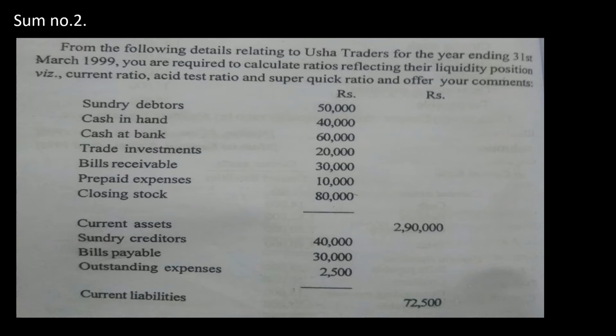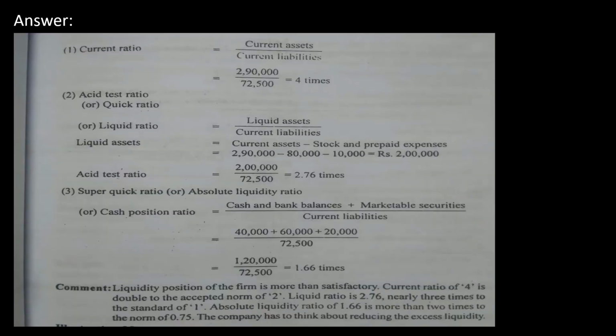We'll do the current ratio first in the next slide. See, my current ratio will be 290 by 72.5, which is 4 times. The liquid ratio is nothing but the acid test ratio, for which I should find my liquid asset. Liquid asset is equal to current asset minus stock minus prepaid expenses. I know current asset is 2,90,000, my stock is 80,000 and my prepaid expense given here is 10,000. When I subtract prepaid expense and stock from the current asset, I get my liquid asset, which is 2 lakh. Then the acid test ratio will be liquid asset by current liability, because there is no bank overdraft here. Therefore, I use current liability.